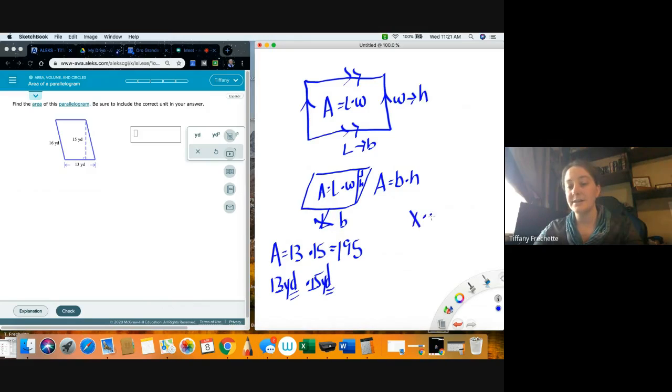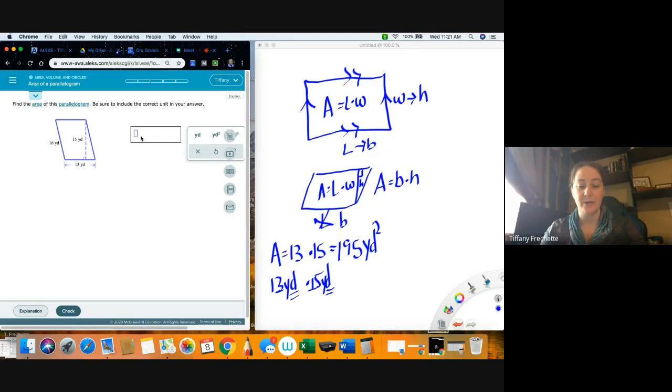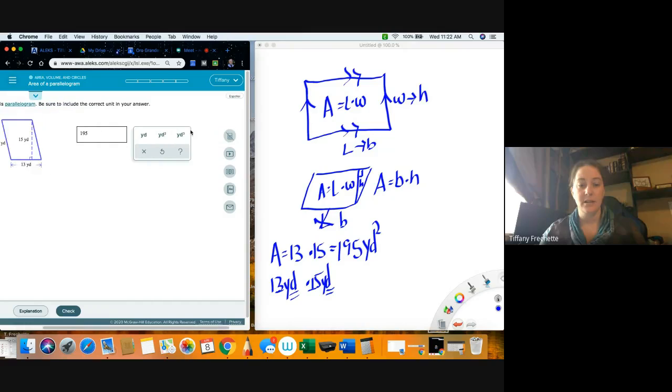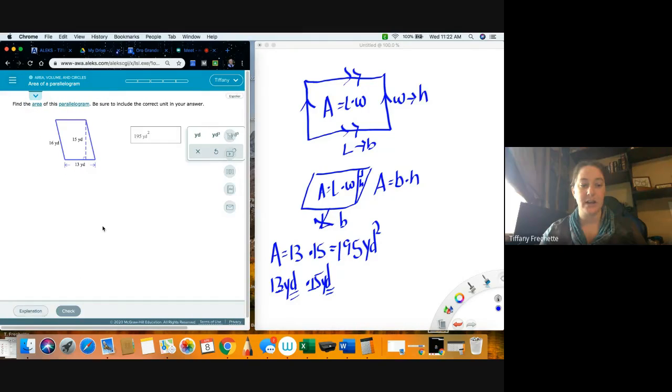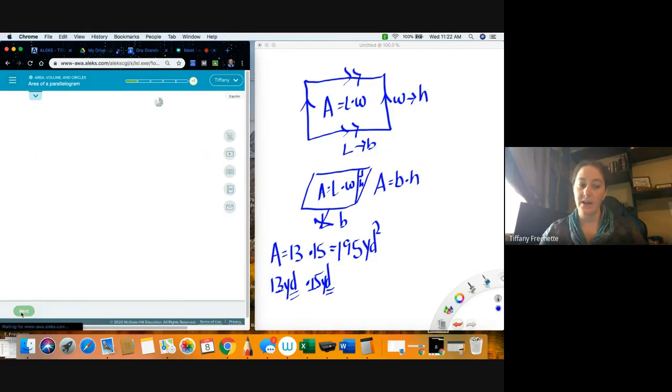For the unit, we have to keep in mind we have yards times yards. Just like if you had x times x, you'd write x squared. We're going to do the exact same thing for yards. So we're going to have yards, but we had 2 of them, so 2. This is a very fast way. This tells me that it's area because there's 2 dimensions. There's length and width, or what we call base and height for a parallelogram. Okay? So we're going to type this in. We're going to go 195 yards squared. Check. Yay! All right, next one.